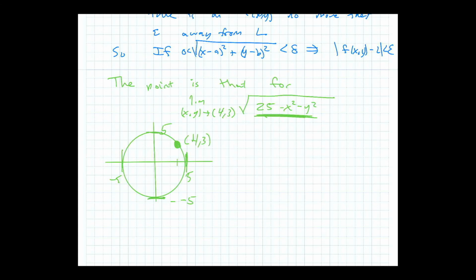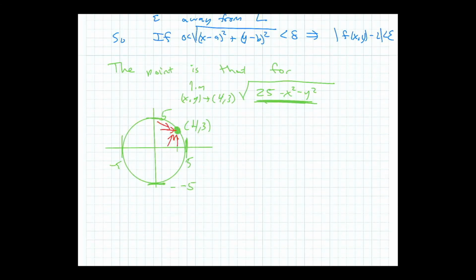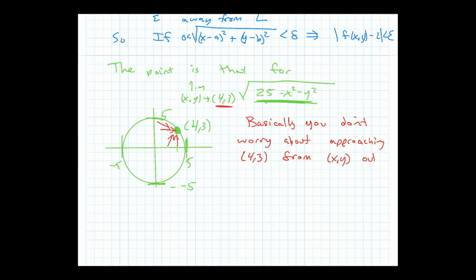And the point is that when you're doing these limits, you only consider the paths that stay inside of the domain, because any of the (x, y) inside of the domain are the ones you care about. Okay. So the only new thing there is that idea, right? So basically you don't worry about approaching (4, 3), that's where we're going to, from (x, y) outside of the domain.